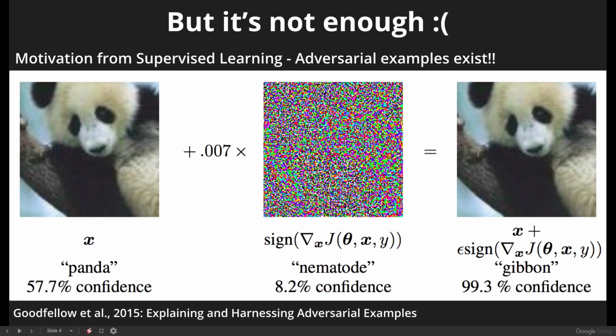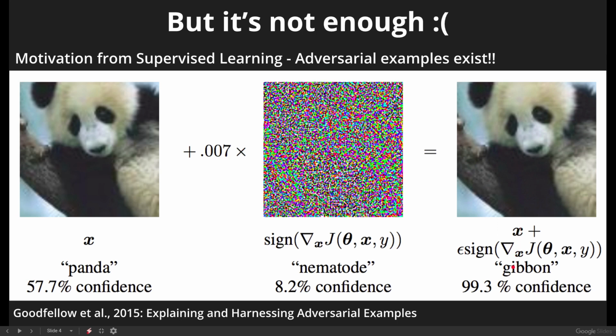But sadly, it's not enough. Let me motivate this with an example from supervised learning. This is an example from Goodfellow et al. 2015, Explaining and Harnessing Adversarial Examples. On the left, we see an image of a panda, which is classified with 57.7% confidence by a standard, state-of-the-art deep neural network. There is some procedure carried out in between, and we get a new image, which closely resembles the original one. In fact, on this slide, there seems no difference between the left and the right image. Despite this, the right image is classified as a gibbon by the same deep neural network with about 99.3% confidence.